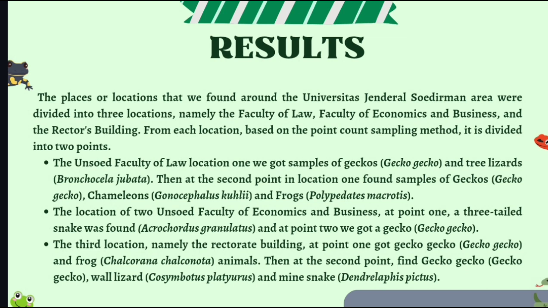Location 2 is the Faculty of Economics and Business. At point 1, a 3-tailed snake was found. And at point 2, we got a gecko. The third location is the Rector's Building. At point 1, a gecko and a frog, Kaloula baleata, were found. Then at the second point, we got a gecko, a wall lizard, Cosymbotus platyurus, and a mine snake, Dendrelaphis pictus.